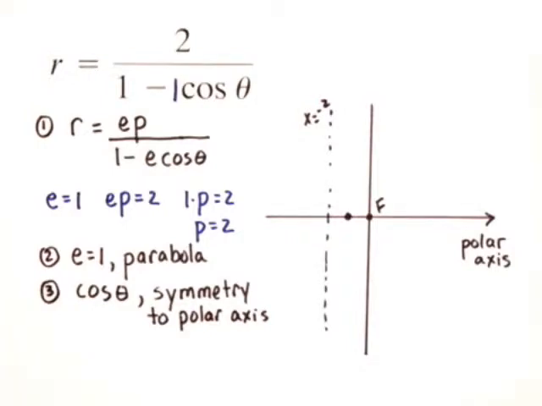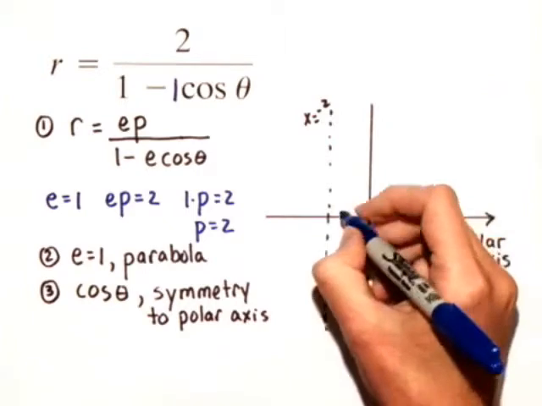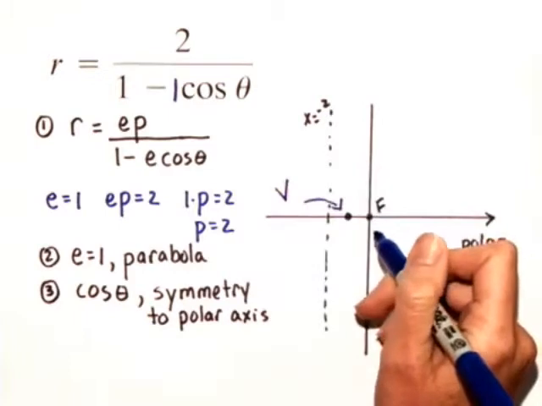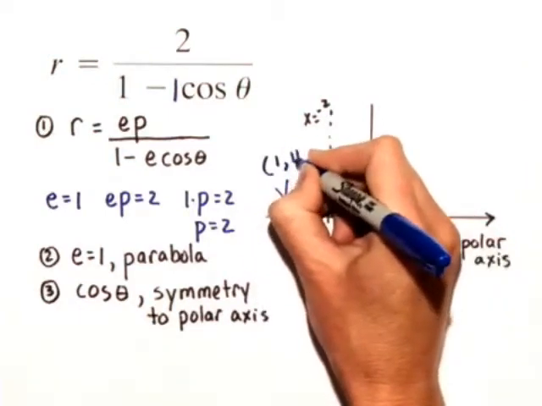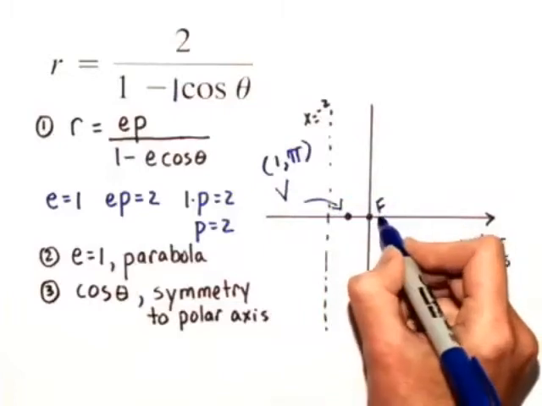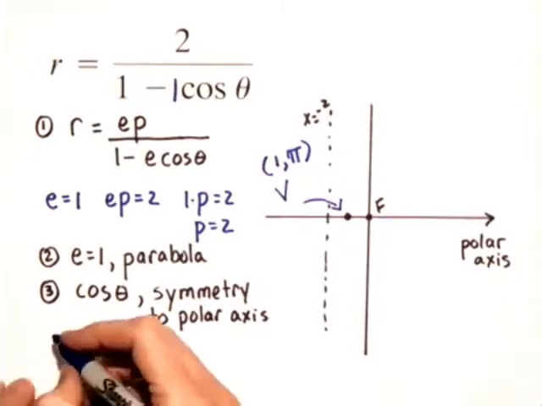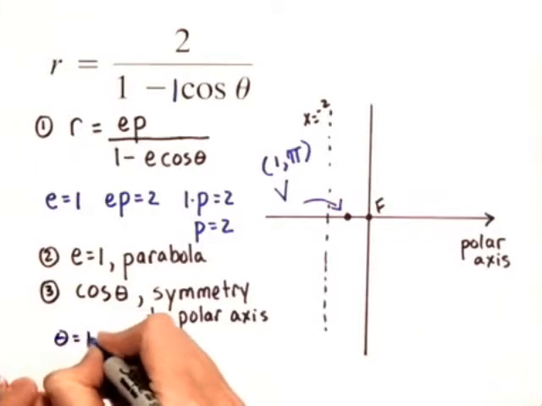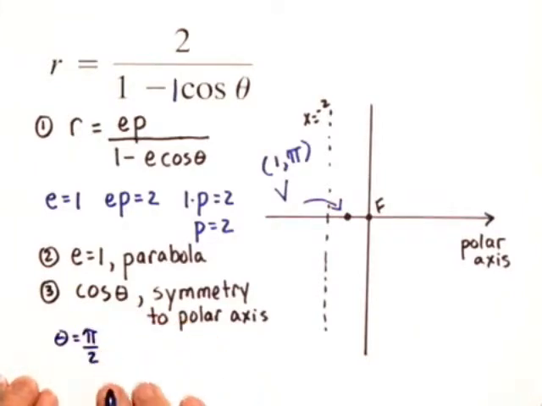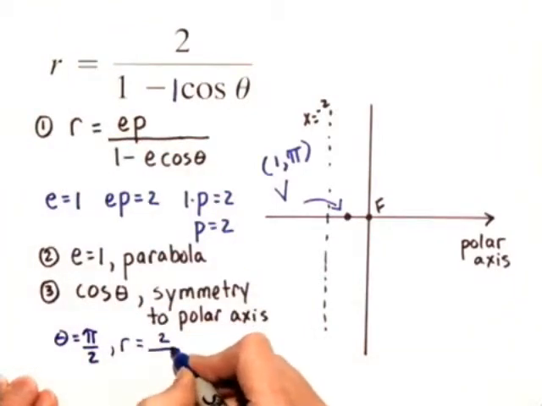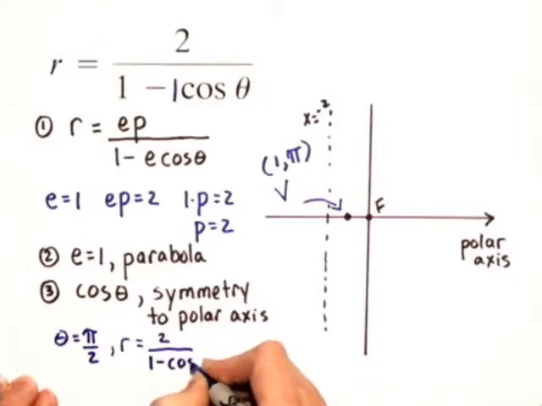So we have the vertex now. This vertex right here is located at the r, theta point of 1, pi. The radius is 1 and the angle is pi. Now let's come up with a couple more points to graph our parabola. If we let theta equal pi over 2, then we'll have an r value which will equal 2 over 1 minus the cosine of pi over 2.